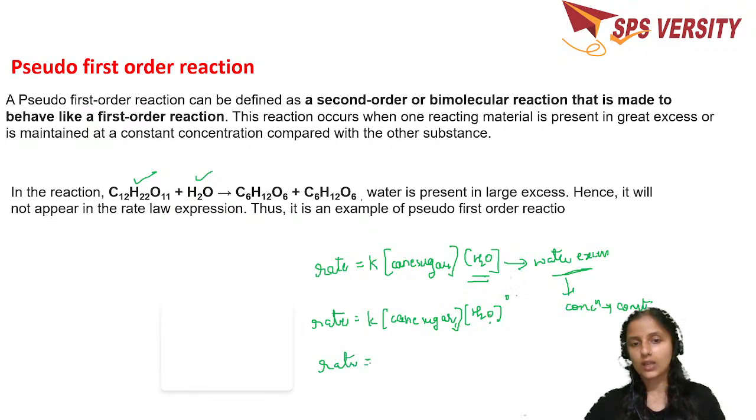So rate is equal to K into concentration of cane sugar only. So this follows the first order kinetics. If there is nothing in the power, you have to take it as power 1. So rate is directly proportional to the concentration of just one of the reactants among these two reactants. So these are called pseudo first order reactions.